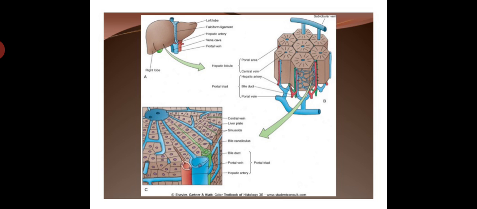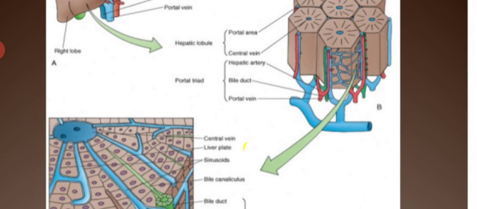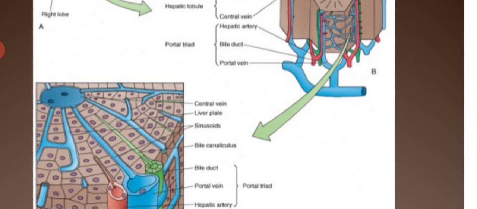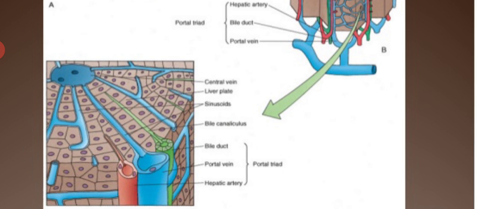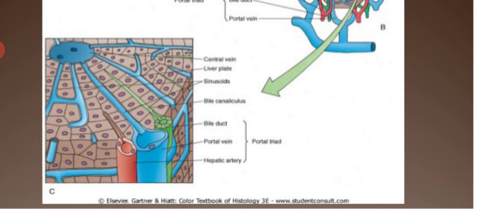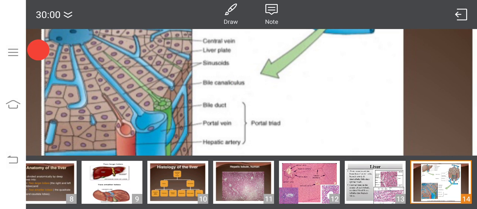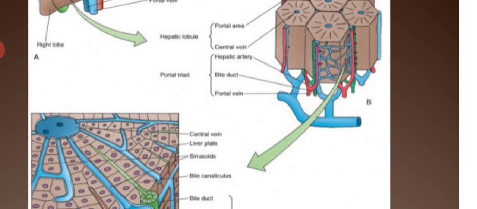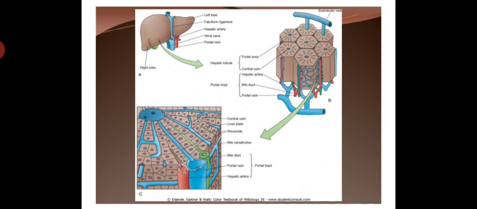So this is another diagrammatic view of the liver section, and let me enlarge it or zoom it. So there will be a central vein here, and the liver plate, and the sinusoids, the blue one which is shown in the diagram, the liver sinusoids or hepatic sinusoids, and this is the bile canaliculi, bile duct, portal vein, hepatic artery, that whole thing constitutes the portal triad. So here you can make out these hepatic lobules here.